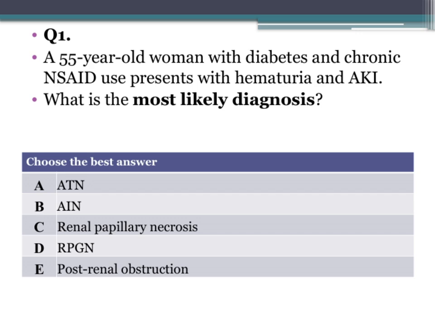We have several options to consider, such as ATN, AIN, renal papillary necrosis, RPGN, or postrenal obstruction. Each of these has distinct features, but based on her history and presentation, renal papillary necrosis stands out as the most probable. This condition is often associated with diabetes and NSAID use, and it can cause hematuria and AKI. Recognizing these connections helps us identify the right diagnosis and guides appropriate management. So, as we proceed, remember that understanding the patient's history and risk factors is crucial in narrowing down these options.